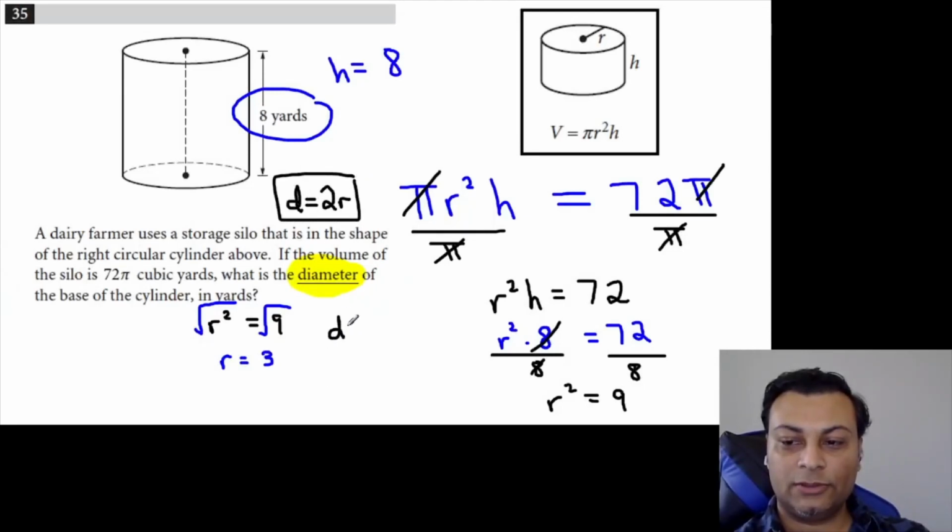So diameter is 2 times the radius, which is 2 times 3, which is 6 yards. So the answer is 6.